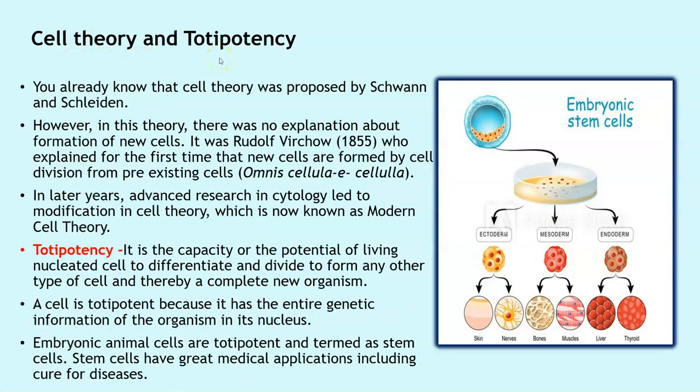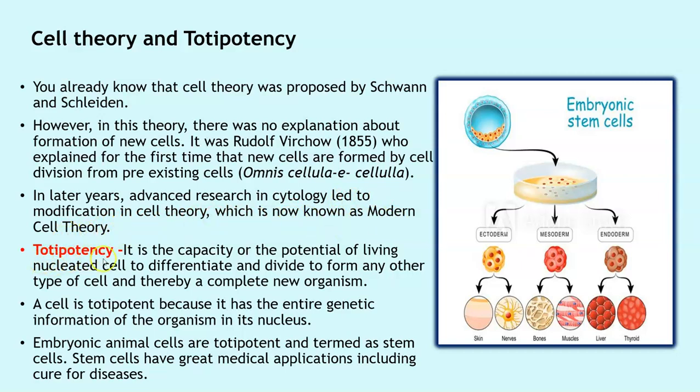Cell theory and totipotency. Students, you already know that cell theory was proposed by Schleiden and Schwann. However, in this theory, there was no explanation about the formation of new cells. It was Rudolf Virchow in 1855 who explained for the first time that new cells are formed by cell division from pre-existing cells. This theory was called omnis cellula e cellula. In later years, advanced research in cytology, the study of cells, led to modifications in cell theory, which is now known as modern cell theory.